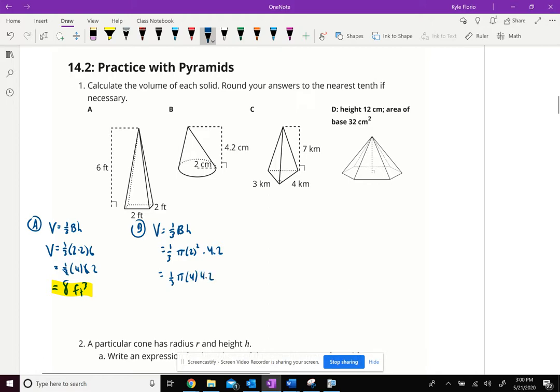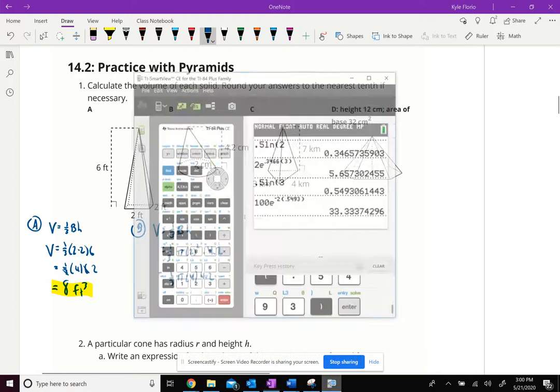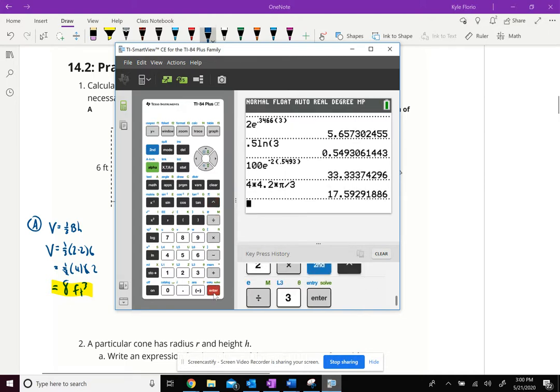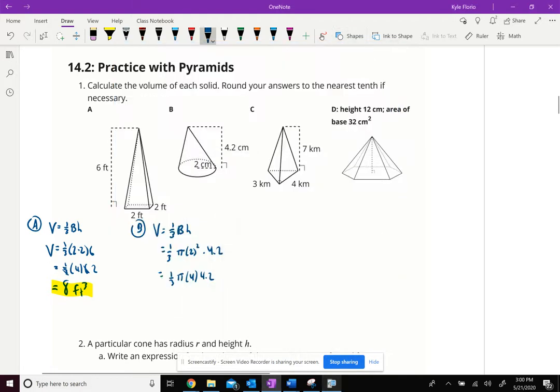And I'm just going to do it in the calculator because I'm not going to multiply by pi in my head. But we have 4 times 4.2 times pi. And we need to divide all of that by 3. And so it's going to be about 17.6, we'll say. And that's cubic feet.